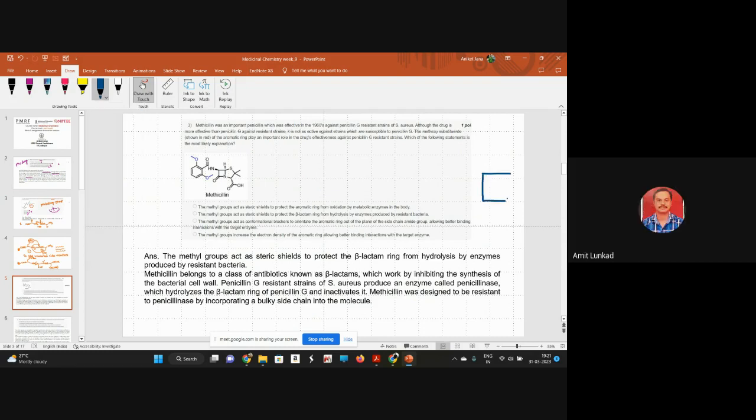Four-member nitrogen containing ring having a double bond attached to the thiazolidine ring. This one, right? Yes. Okay. So, what is our possible mechanism? Let's come to the methyl groups. We are talking about this methyl group, right?